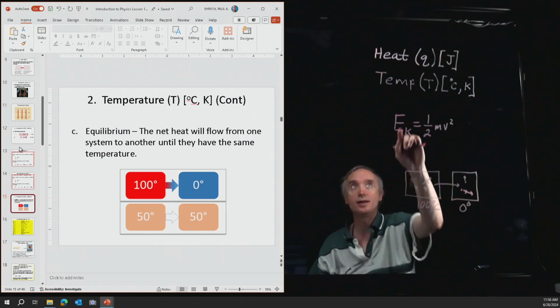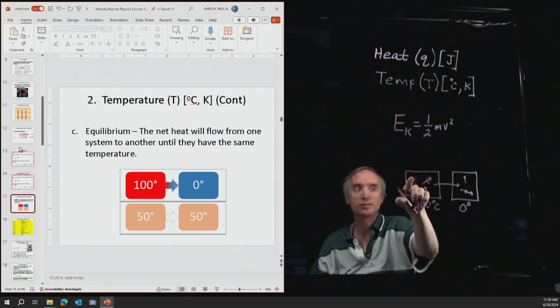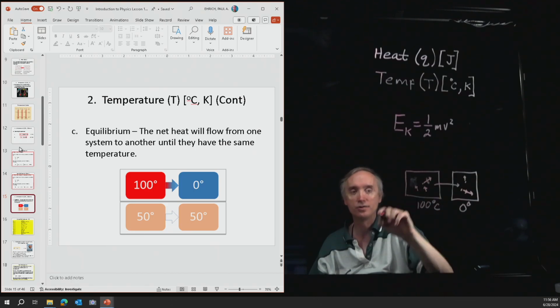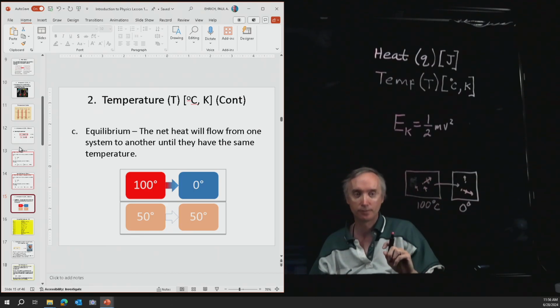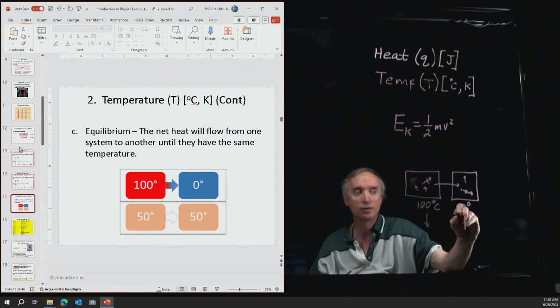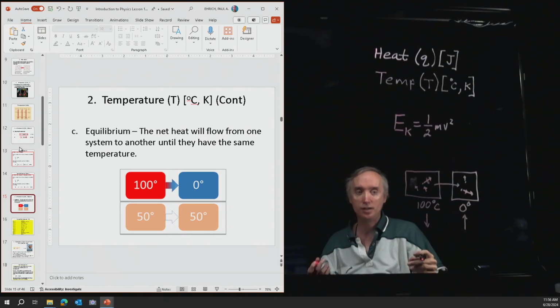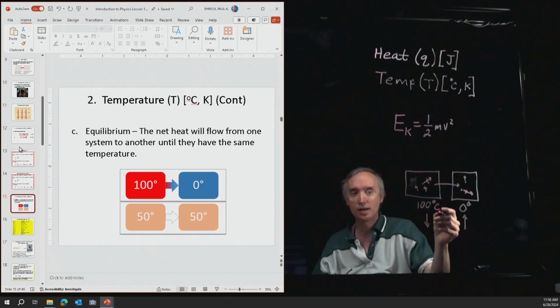Now remember that temperature is a measurement of this. So temperature is going to be a measurement of the random motion of these molecules, so that as these have less energy, they're also going to have less temperature. So the temperature of this one is going to start to go down, and then the temperature of this one over here is going to start to go up. So the question is, well, when do they come to equilibrium? Well, that's going to be when they have the same temperature.